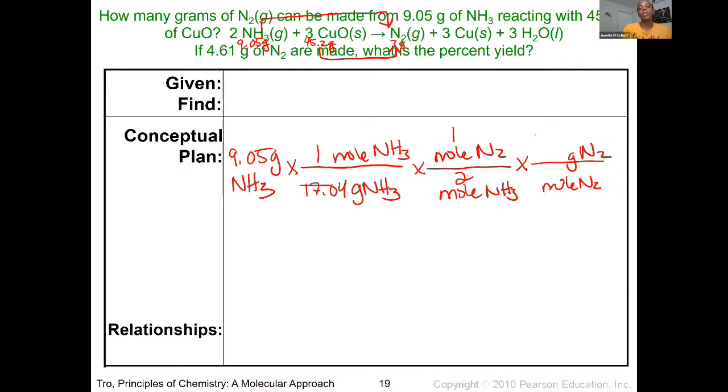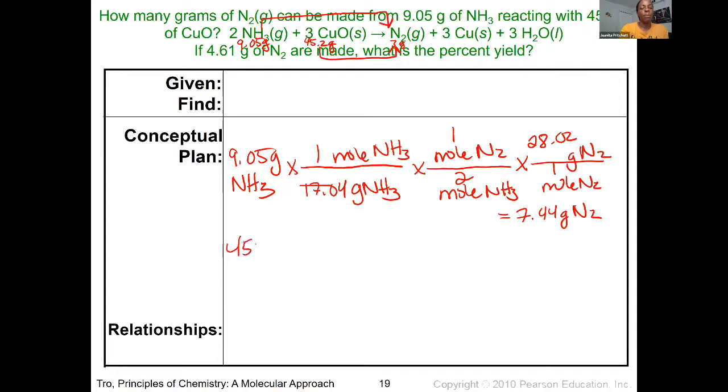And so that would give us 28.02 grams for every 1 mole. Plug that in, 9.05 times 28.02 divided by 17.04 divided by 2, and that gets us 7.44 grams of N2. Again, if there's a multiple choice question, don't just jump the gun and think that this is the answer. We have to solve this problem twice.